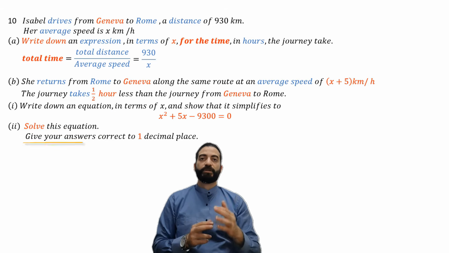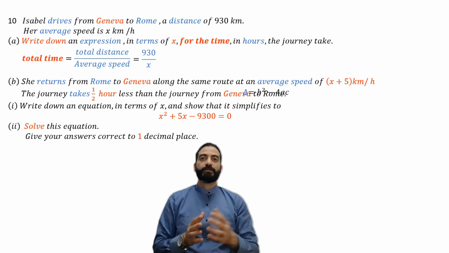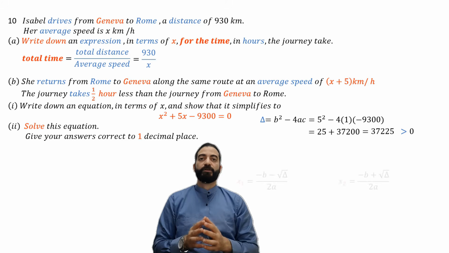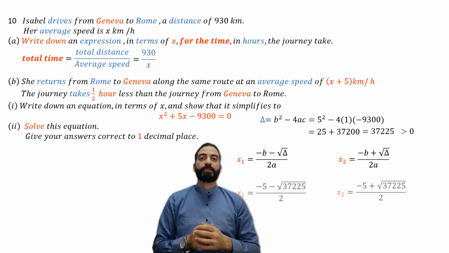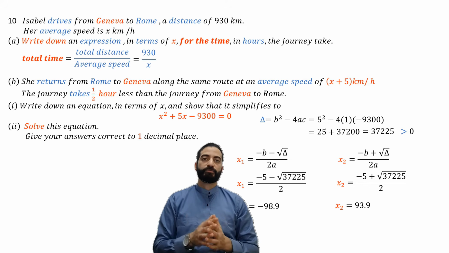Solve this equation, give your answers correct to one decimal place. We can get roots through delta, and because delta is greater than 0, this means that we have two real solutions and we get them in this way. We now move to this question.